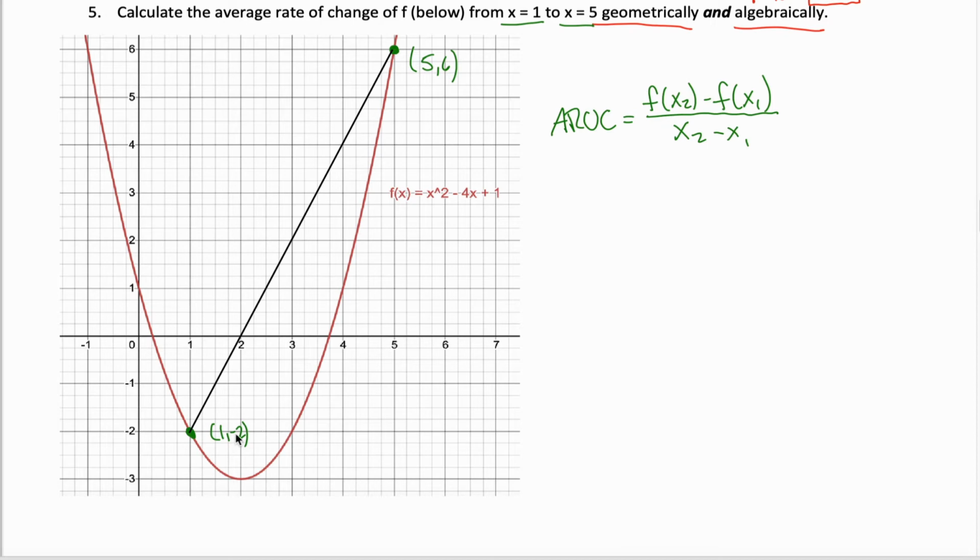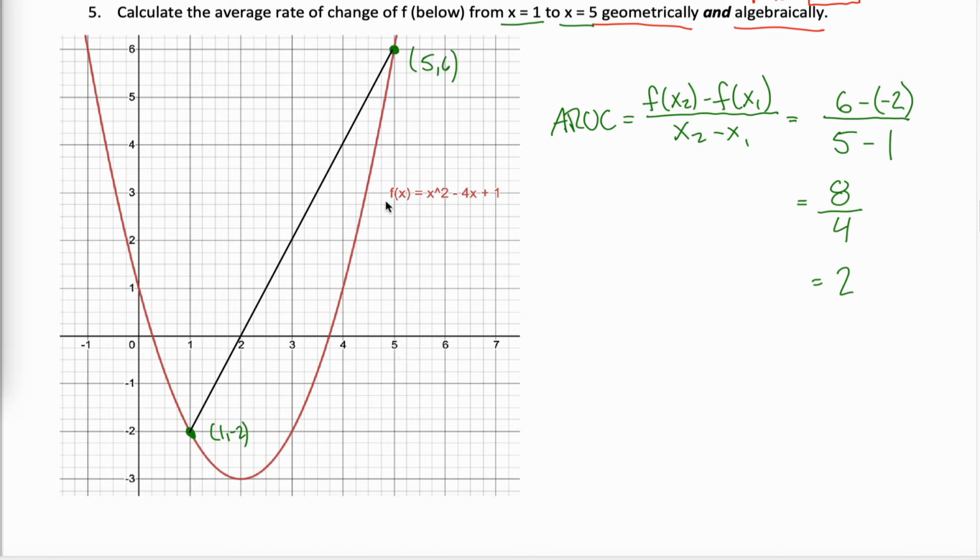So using this point as my 1s, x1 would be equal to 1, and f of x1 would be equal to -2. And then if these points are my 2s, then x2 is equal to 5, so in the denominator I get 5 minus 1. And f of x2 would be equal to 6, so in the numerator I have 6 minus -2. Let's see, 6 minus -2 is the same as 6 plus 2, which is 8, and 5 minus 1 is 4, and 8 divided by 4 is 2, the same slope that we came up with when we just visually inspected the slope of the secant line that's pictured.